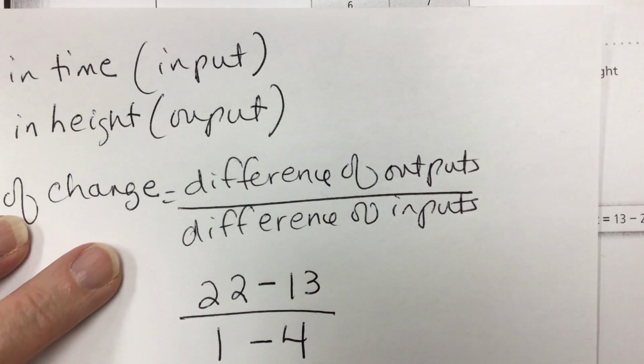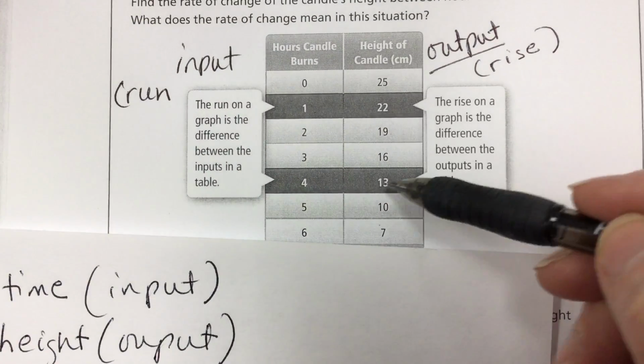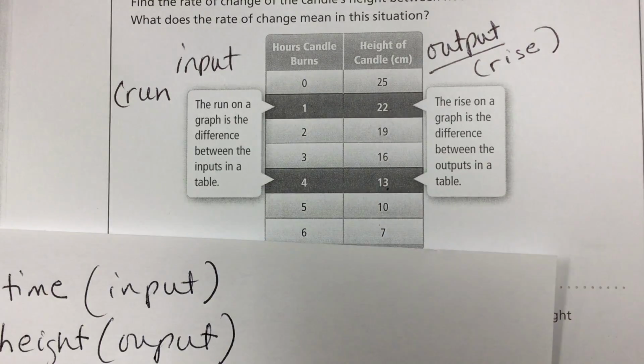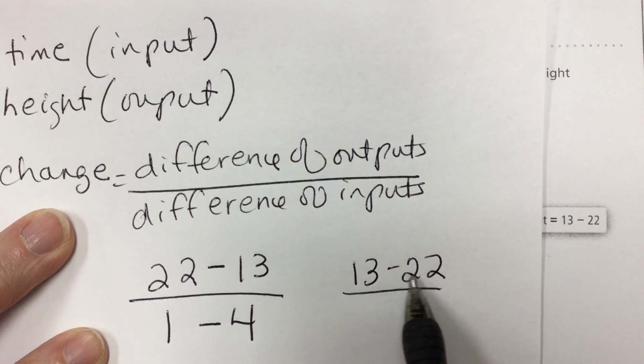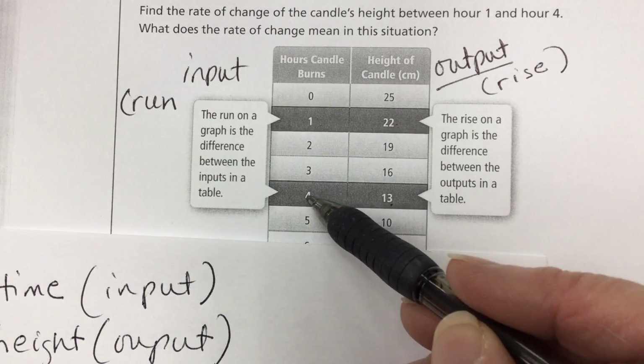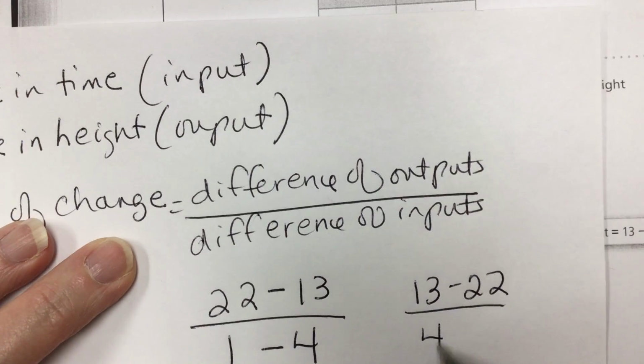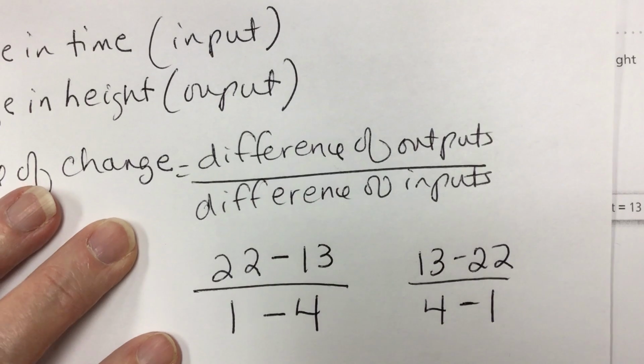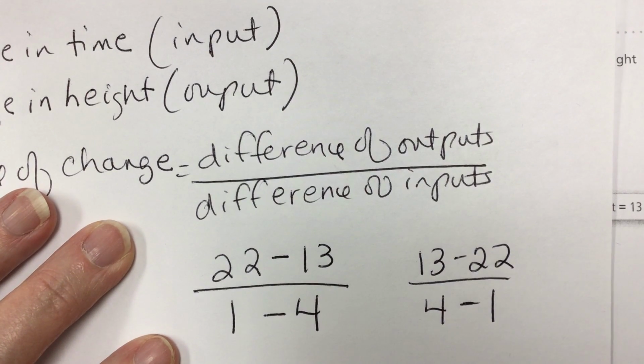Now, I could have also started with 13 minus 22. I could have put 13 minus 22 on top over 4 minus 1. I could have also done it that way. That would be the same thing. Okay?